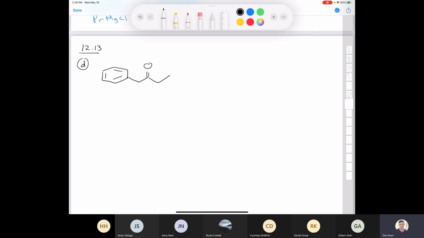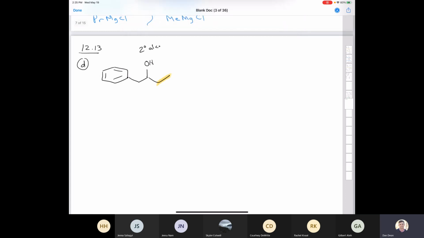So for this one, I would say the best way to make this would be... did I draw it as a carbonyl when I meant to draw an alcohol? Oh, I'm losing it. There we go. Here we have a secondary alcohol. So if we want to start with an aldehyde, alcohol, there we go.